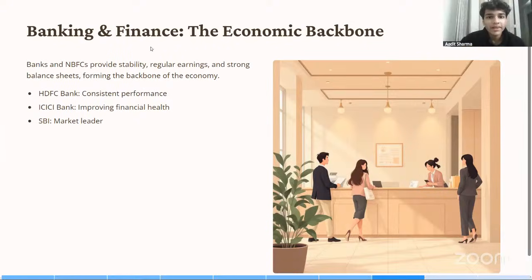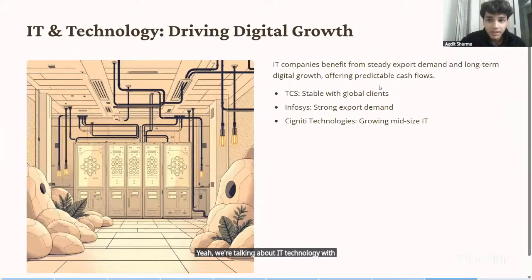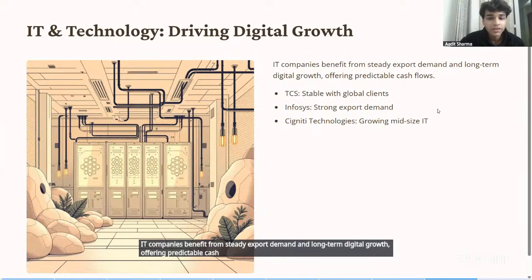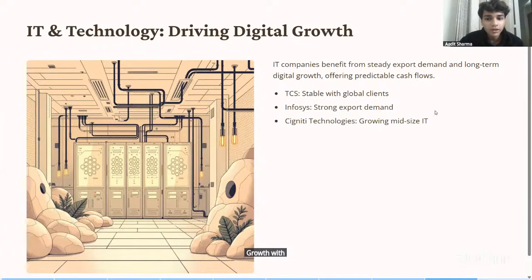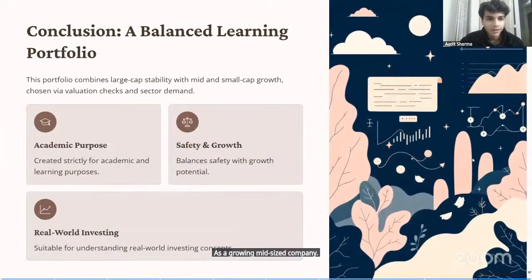Here we're talking about IT and technology, driving digital growth. IT companies benefit from steady export demand and long-term digital growth, offering predictable cash flows. Here we have TCS with stable growth with global clients, Infosys with strong export demand, and Signity Technologies as a growing mid-sized company. Over to Akriti.